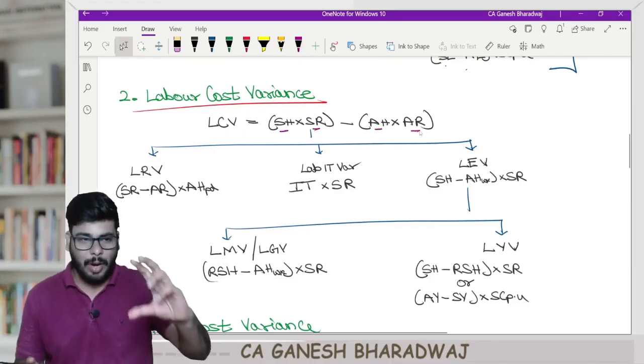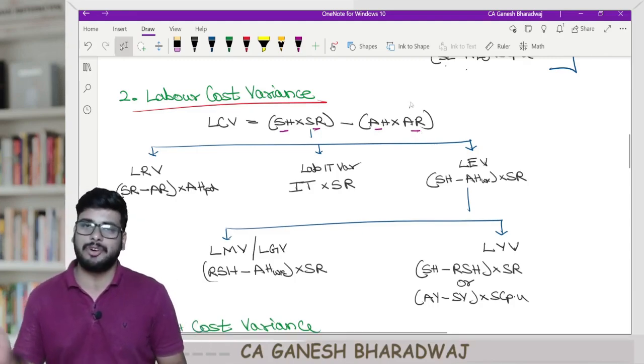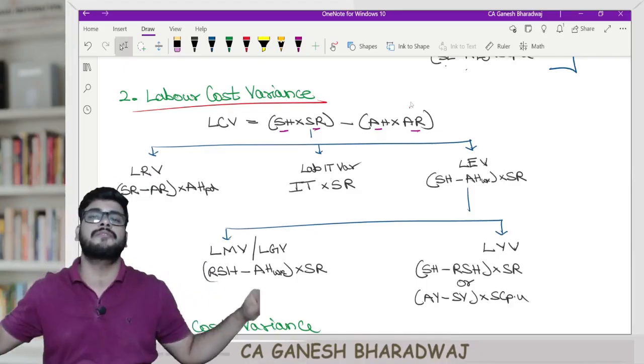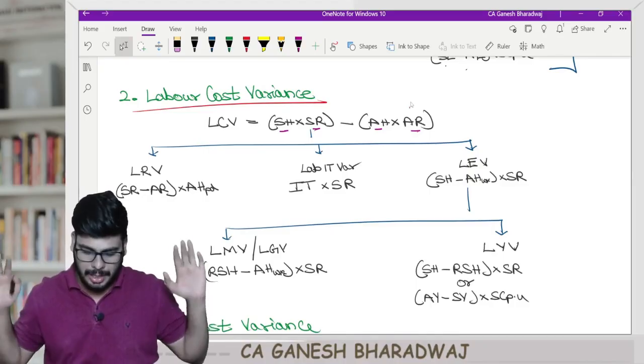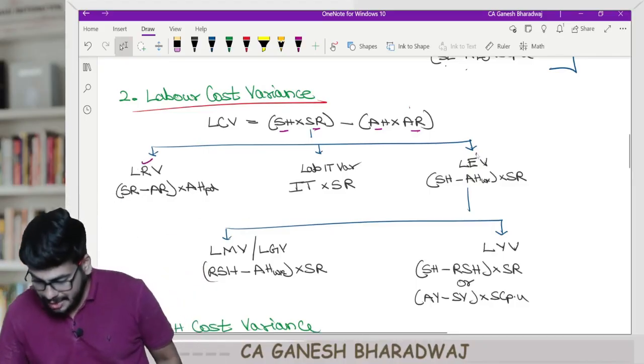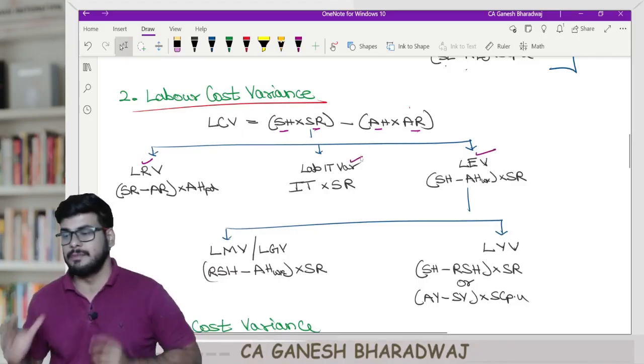This is nothing but what is the labor cost you should have incurred minus what is the labor cost which you have actually incurred. Now, this is broadly classified into three: labor rate variance on one side, labor efficiency variance on the other side, and labor idle time variance in between.